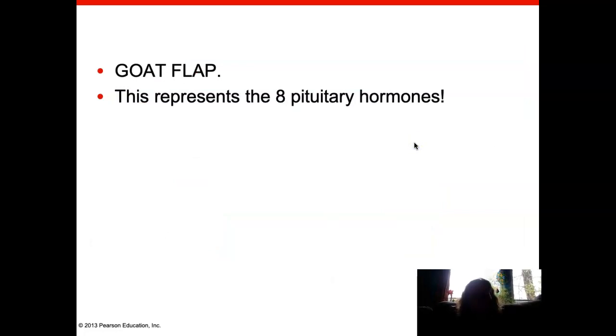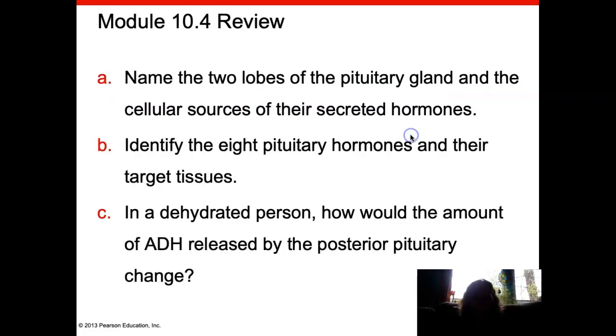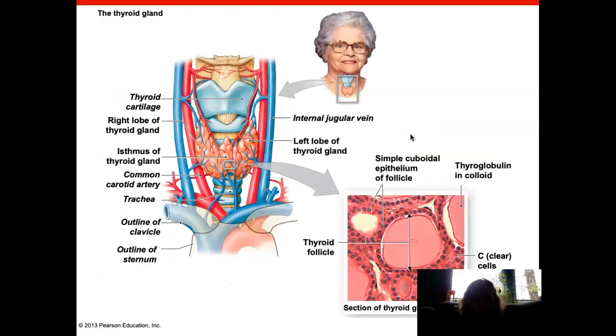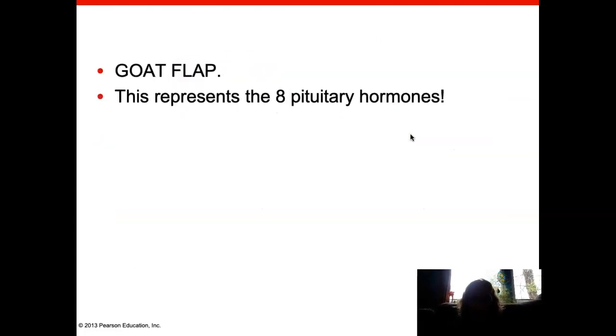So try to remember GOAT FLAP. This represents the 8 pituitary hormones. So let's go over those. G, growth hormone. O, oxytocin. There's 2 A's. So maybe put an O and an A together from the posterior pituitary, and that would be ADH.